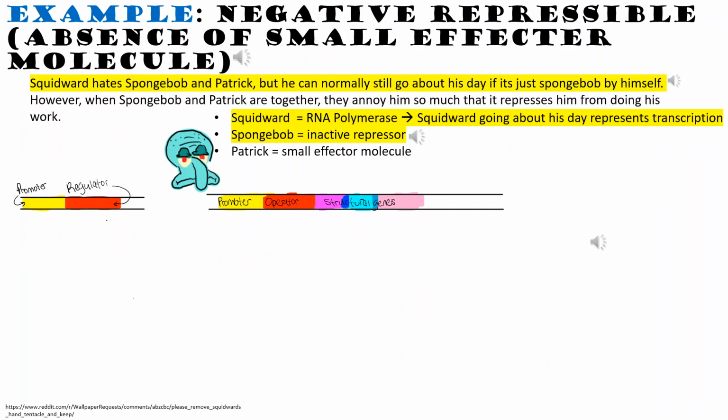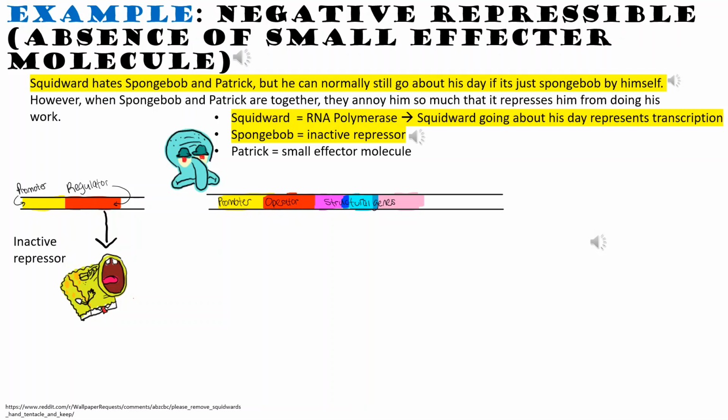So let's look at an example when there is an absence of the small effector molecule. Everyone knows Squidward hates SpongeBob and Patrick, but he can normally still go about his day if SpongeBob is by himself. That is the situation we are looking at here, because Patrick represents the small effector molecule. Squidward here represents the RNA polymerase, and Squidward going about his day represents transcription. SpongeBob represents the inactivated repressor here, because Patrick is not present.